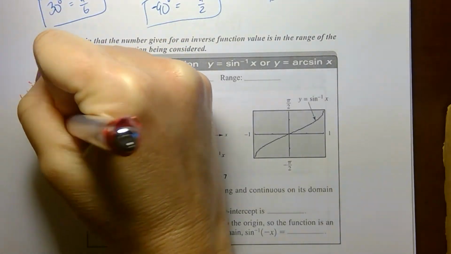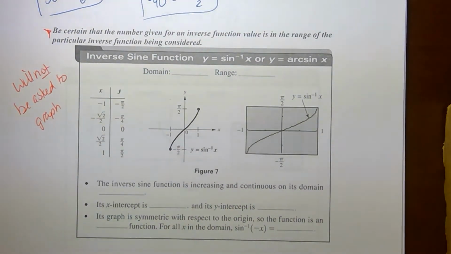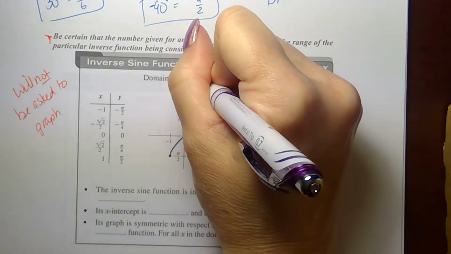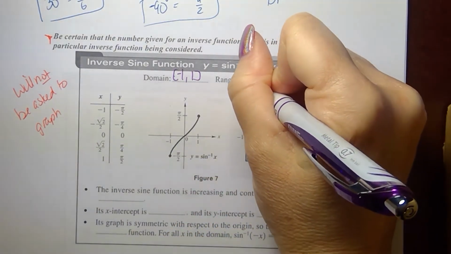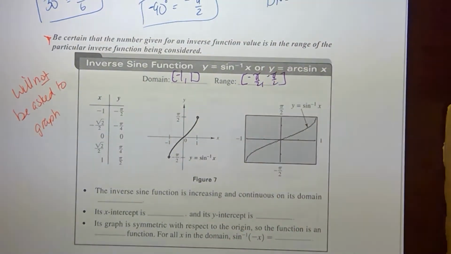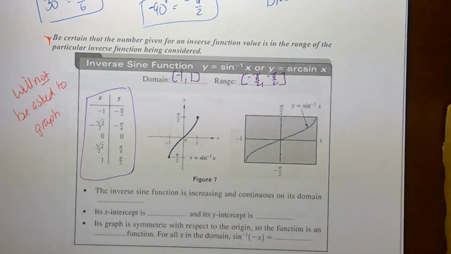You will not be asked to graph these inverse functions, but we are going to look at the chart for the inverse functions and get all of our information in one location. When we're talking about inverse sine, our domain is the range of the original sine function, so that's negative 1 to 1. The range is restricted, and we have chosen to restrict the range from negative pi half to positive pi half, quadrant 4 and quadrant 1. These are the primary values that we would graph to get our graph.